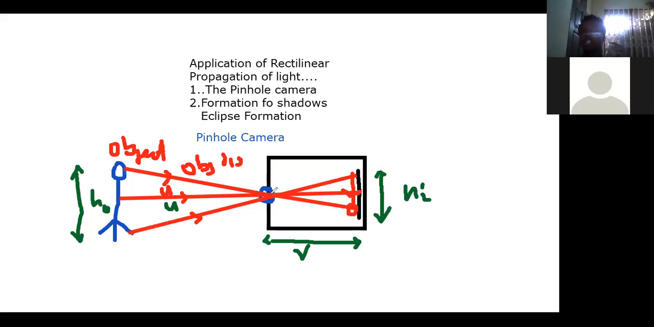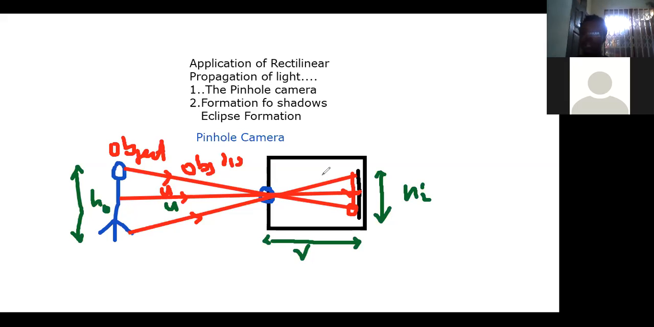Now they are also diminished. You realize that the size of this image is smaller than this object. So when you take a picture, you don't get your full body on your phone, but you get a smaller size that represents your full body. So normally the images are small. In other words, we say they are diminished. They are smaller than the object size. Now the images are inverted. When you say inverted, they are turned upside down when they are taken. So these are one or two characteristics or features of images formed by a pinhole camera.